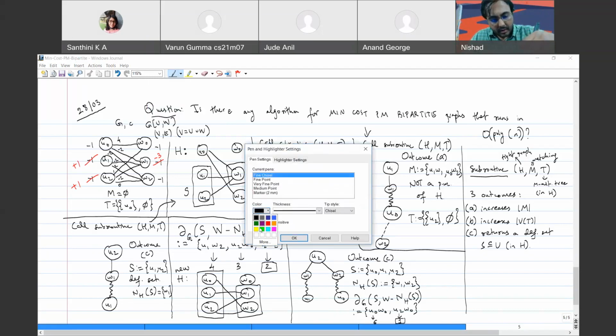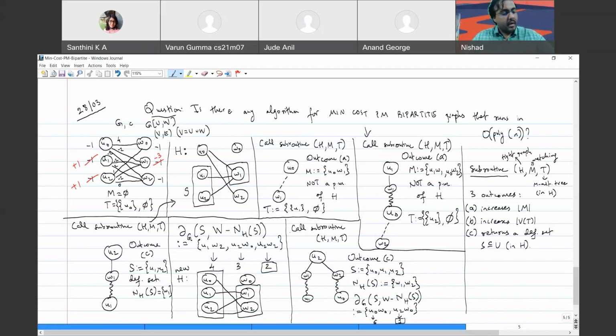And let me use a new color, maybe green. Okay, so let me add 1 to all the vertices on the left side. So this 1 minus 1 becomes a 0. This plus 1 becomes a plus 2. And this plus 1 becomes a plus 2. And let me subtract 1 from W1 and W2. So this minus 3 becomes minus 4. And this minus 1 becomes minus 2.